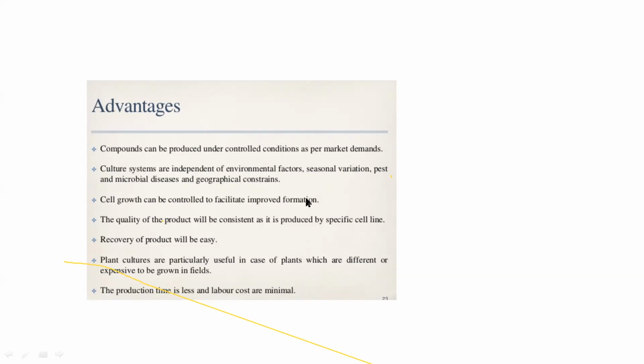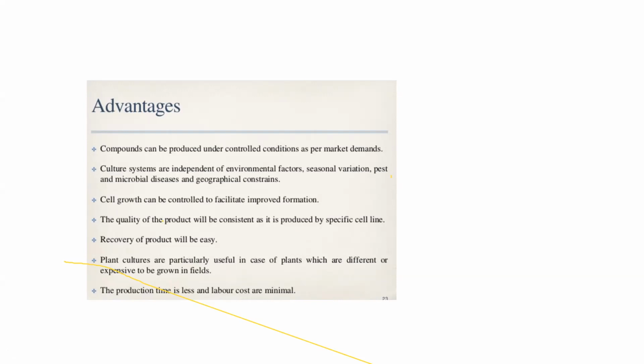So cell growth can also be controlled. If a particular 72-hour culture is giving you a very good yield, that means you can maintain the whole cell batch at 72 hours of growth, 72-hour age itself.